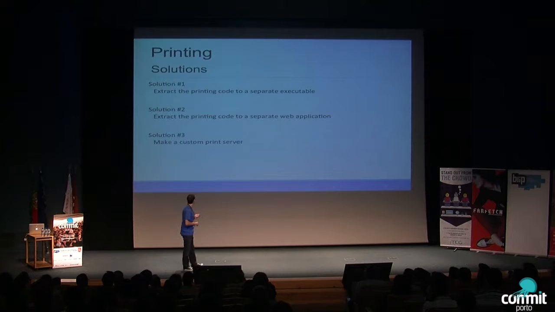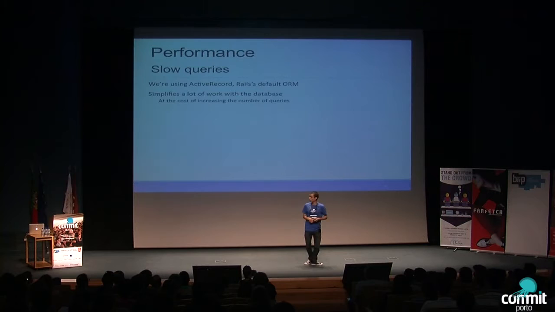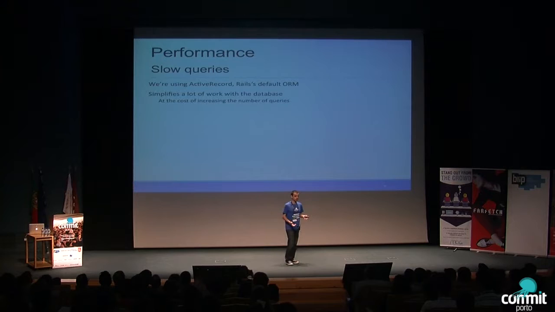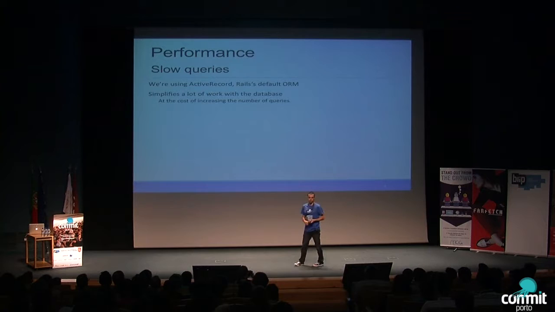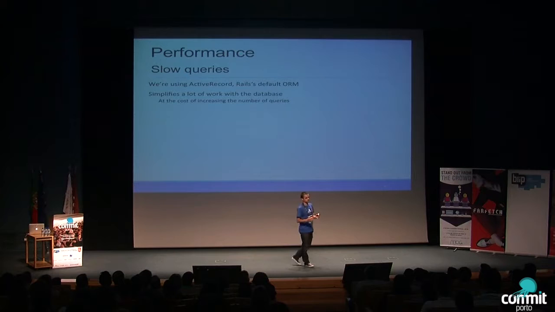Now, a problem that everyone ends up facing sooner or later: performance. In our project, we use Active Record. Anyone who works with Rails knows about this. It's Rails' default ORM. And it's great when you start a new project because it simplifies a lot of the work you have to do with the database. It's like all other ORMs. It's very simple to use. It's very generic. And that causes a bit of a problem once your project grows in complexity. You can easily get overwhelmed at the number of queries that it makes to the database.